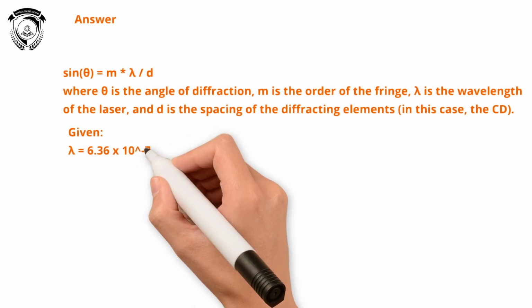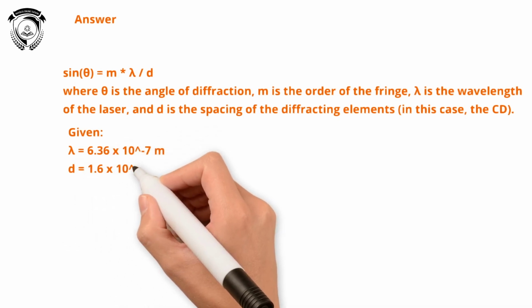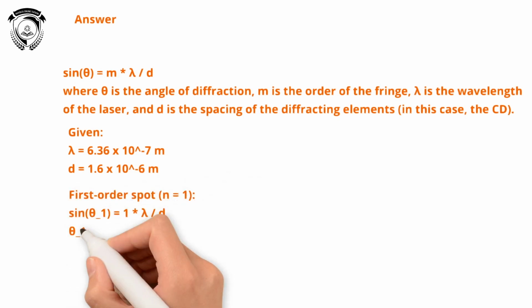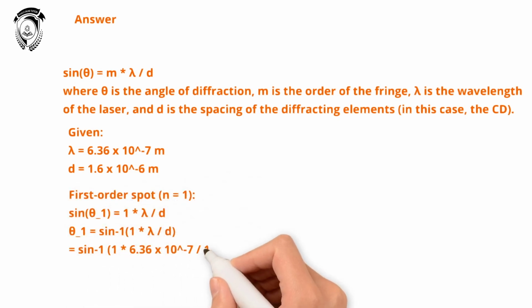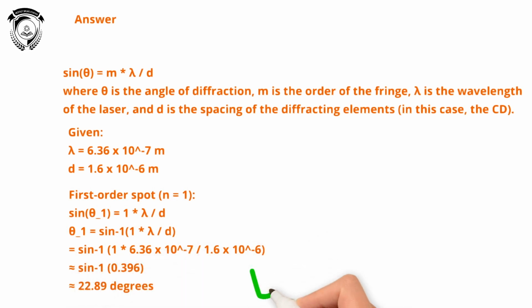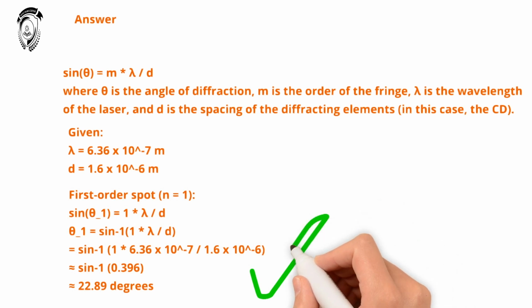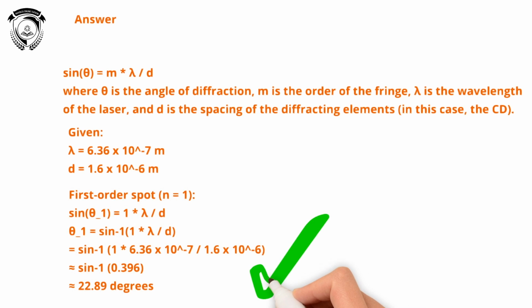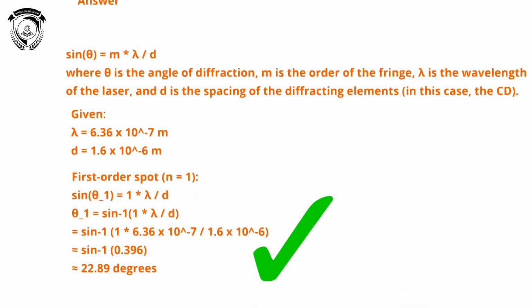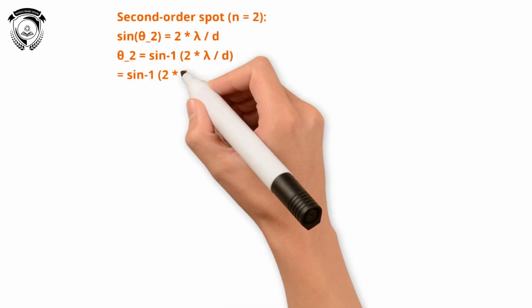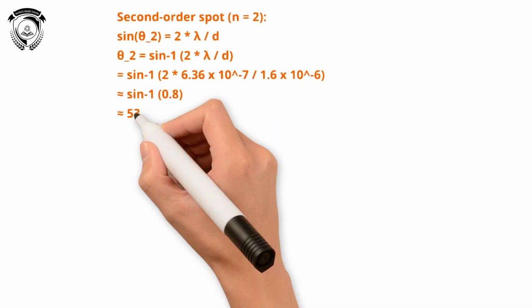You know that sine theta is equal to m lambda over d, where theta is the angle of diffraction, m is the order of the fringe, lambda is the wavelength of the laser, and d is the spacing of the diffraction element. So we have the wavelength, we have the distance between the slits. For the first order maxima, when m is equal to 1, I can calculate the angle theta, which comes up to be 22.89 degrees. Similarly, for the second order spot, when m is equal to 2, I put in all those values and my angle comes up to be 53.13 degrees.